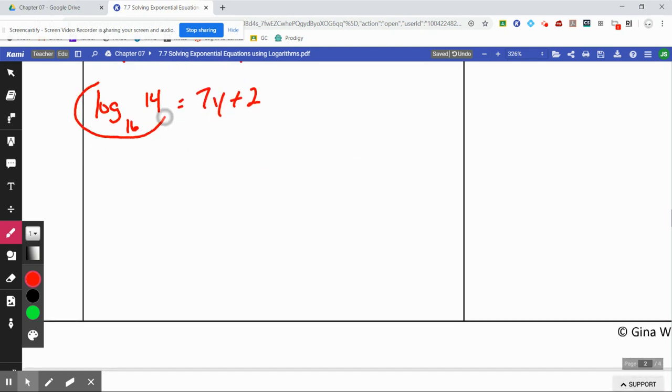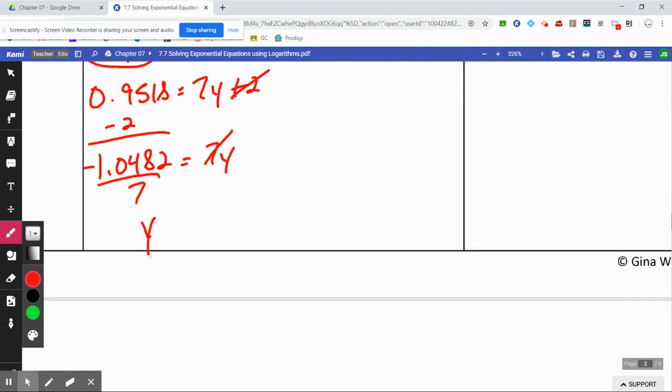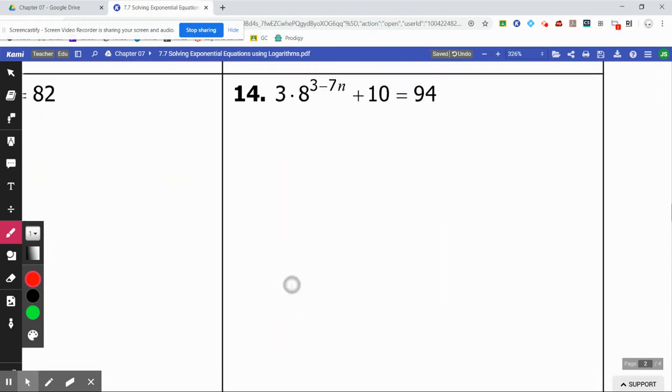Log of 14 divided by the log of 16 would give you 0.9518 is equal to 7y plus 2. We now get rid of plus 2 by subtracting 2, and we get negative 1.0482. And then last step, we've got to get rid of the 7 by dividing by 7, and we get a final answer of negative 0.1497.